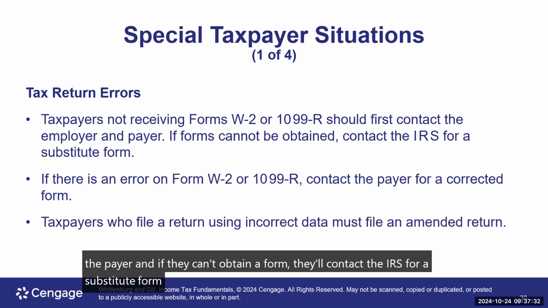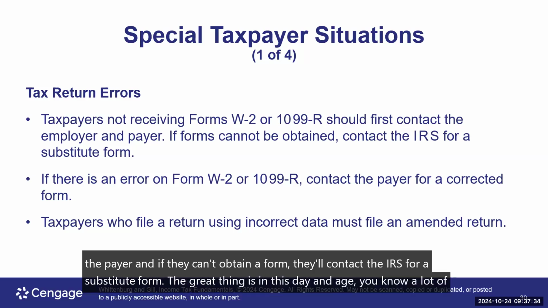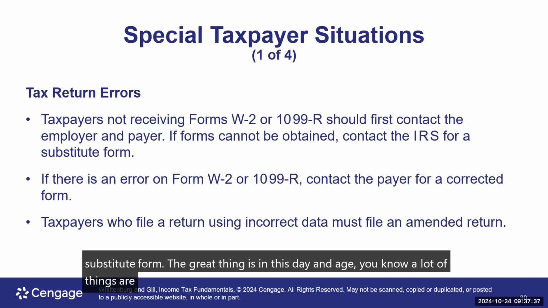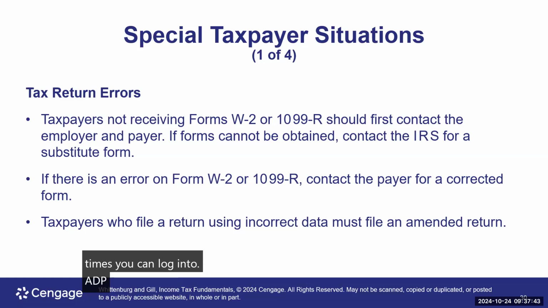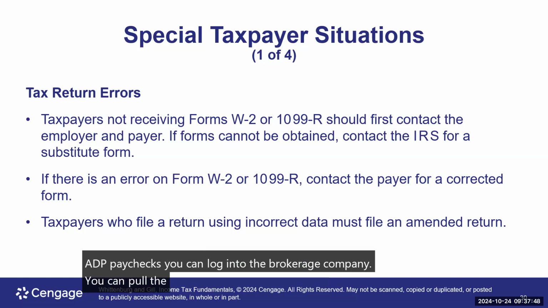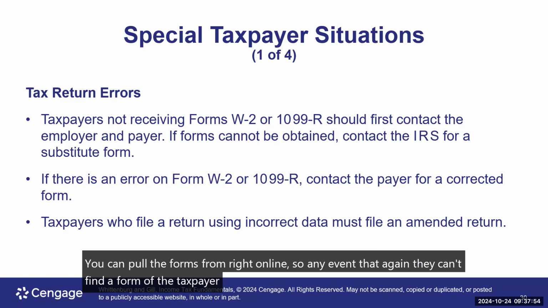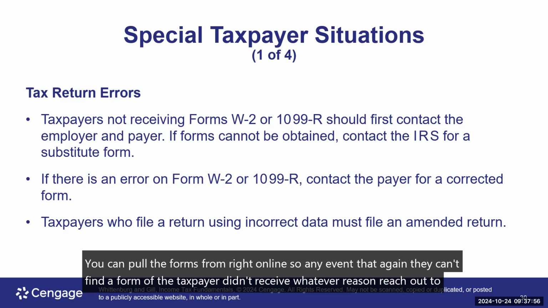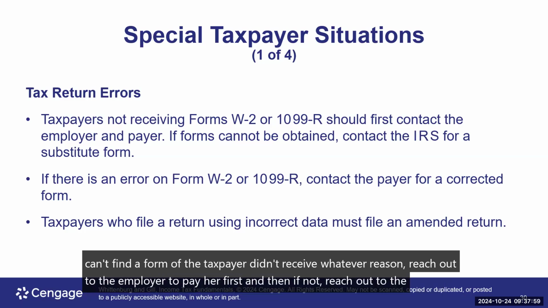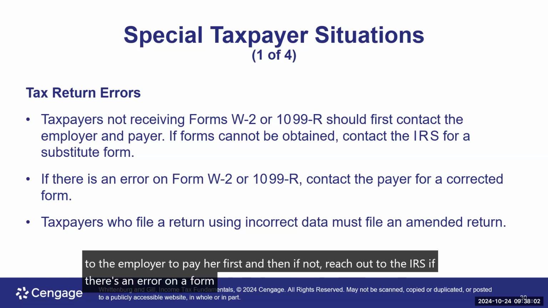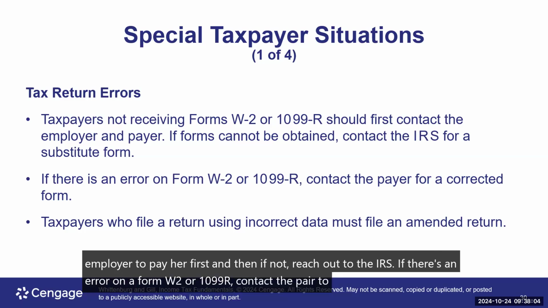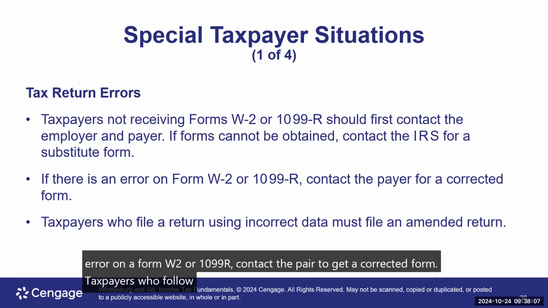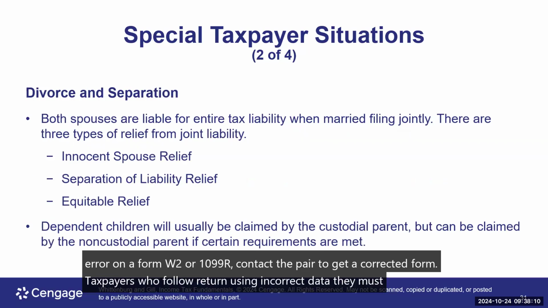The great thing is in this day and age, a lot of things are technological. They're online in the cloud. So a lot of times you can log into ADP, Paychecks, or the brokerage company and pull the forms right online. So in the event that, again, they can't find a form or the taxpayer didn't receive it for whatever reason, reach out to the employer or payer first. And then if not, reach out to the IRS. If there's an error on a Form W-2 or 1099-R, contact the payer to get a corrected form. Taxpayers who file a return using incorrect data must file an amended tax return.